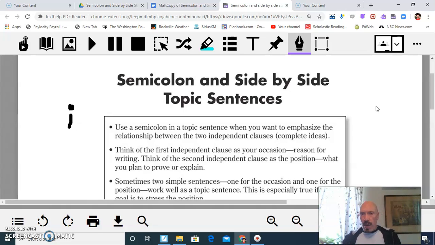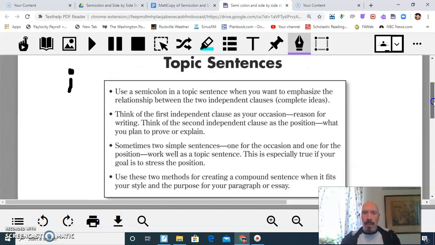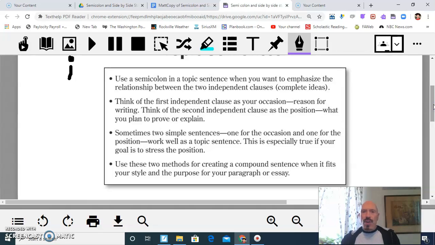As with other topic sentence or thesis statement strategies, that first independent clause is going to be your occasion for writing. Why are you writing, or what is your topic? And then the second independent clause is the position or what you plan to explain. Now, when you do side-by-side sentences, you don't really need a semicolon. You could just have two sentences closely related and you make that decision. You use a period, okay?